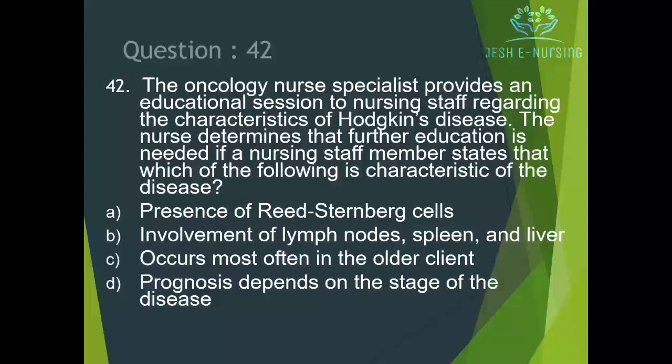It occurs most often in the older client. Here the question is, the nurse determines that further education is needed. So you need to select the wrong answer from this question. This is the keyword. So the wrong answer is C. Correct answers are: Hodgkin's disease is the presence of Reed-Sternberg cells. Second, it involves the lymph nodes, spleen and liver. The prognosis depends on the stage of the disease. So all these 3 points are correct related to Hodgkin's disease. The wrong statement is C.